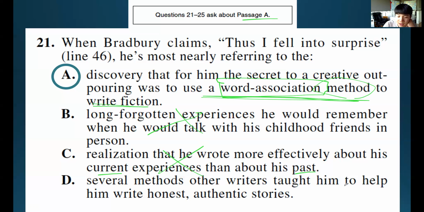Several methods other writers taught him to help him write honest, authentic stories. Does he talk about methods other writers taught? Not extensively. He might have mentioned a few times, but not very much.